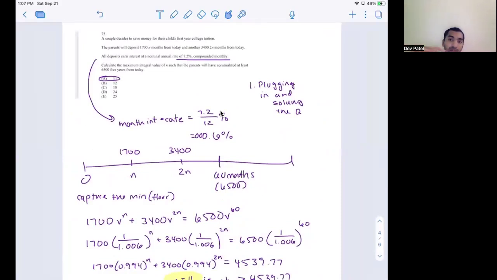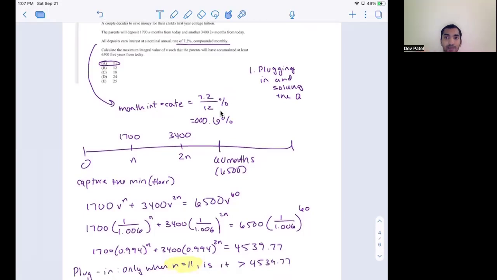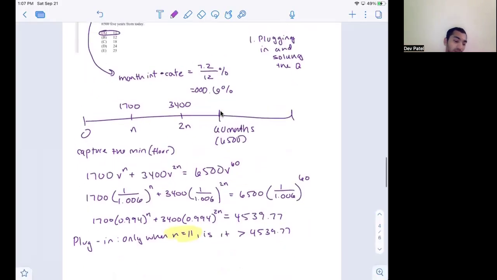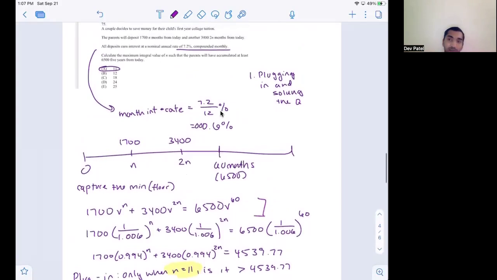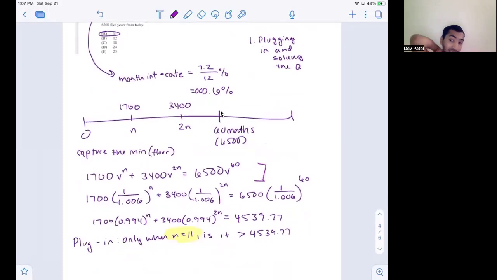Now let's bring it all to present value. We're saying that the parents will have to accumulate at least 6,500 from now. That means accumulating at time 0 whatever the present value of that 6,500 is, after we've discounted the payment at n and the payment at 2n to time 0 as well. So that's what we do here. Discount those two payments to time 0, discount the 6,500 that we have to accumulate to time 0, and then solve for n. In this case, we're not actually solving for n. Okay, and this is one of the things I want to get into.